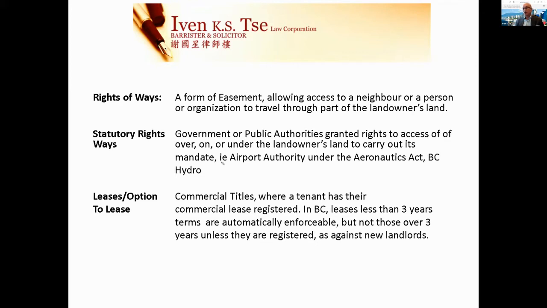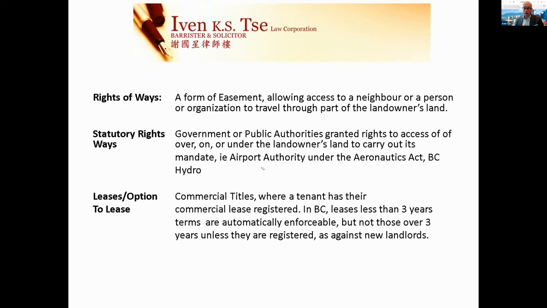So in BC, for commercial titles where a tenant has a commercial lease, if the lease is less than 3 years, it's automatically enforceable against any new transferee who takes over the property, but not those that are over 3 years unless they're registered. So as against a new landlord, the idea is that if we have a commercial lease that's not registered and it's more than 5 years, it's important to know this fact, okay?